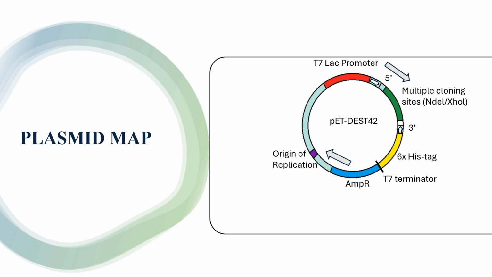The vector also includes a C-terminal 6X His tag, enabling easy purification of the expressed protein via nickel affinity chromatography. The T7 terminator ensures proper transcription termination. The vector also contains an origin of replication for plasmid replication and maintenance, and an ampicillin resistance gene for selection in E. coli. Overall, this vector is ideal for recombinant protein expression due to its strong promoter, inducible system, and purification tag.